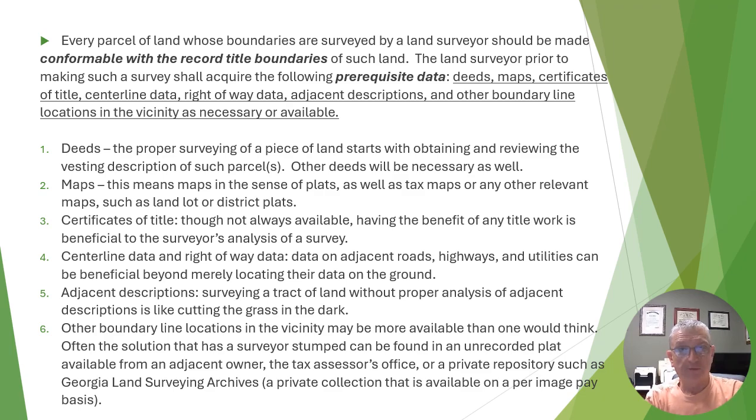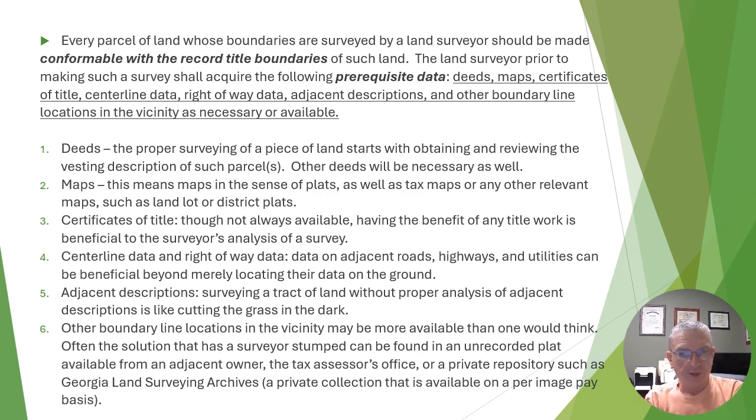Centerline data and right-of-way data. This is when you're abutting a street, a road, a highway, a power line, a gas line. These things are very relevant, and such data is generally quite available if you look for it. Adjacent descriptions, as you saw in the rule, analysis for the conformity of gores and overlaps and reporting of the same is required. So we have to know what those adjacent descriptions mean.